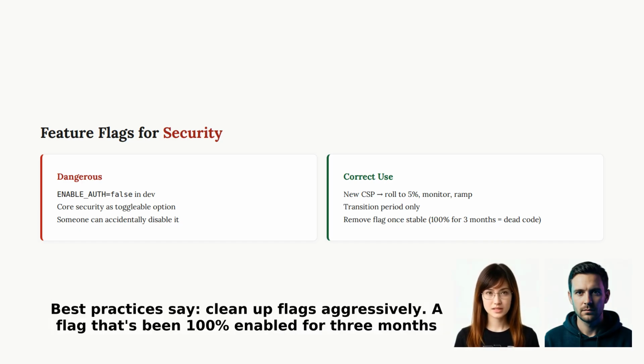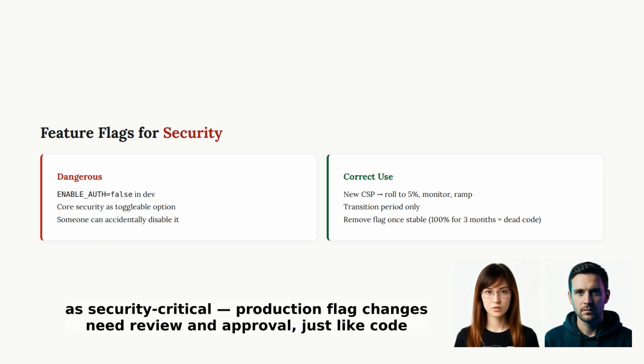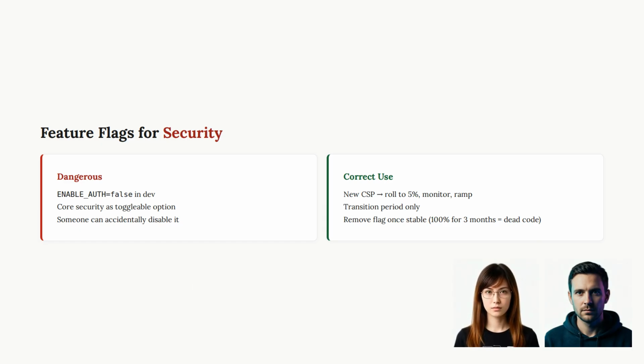Best practices say, clean up flags aggressively. A flag that's been 100% enabled for 3 months is dead code that someone might accidentally toggle. And treat the feature flag system itself as security critical. Production flag changes need review and approval, just like code deployments.